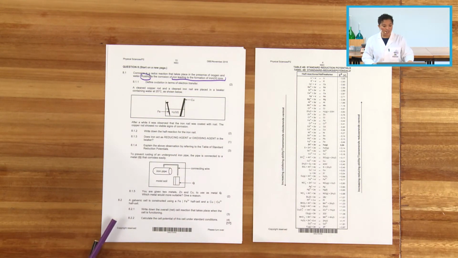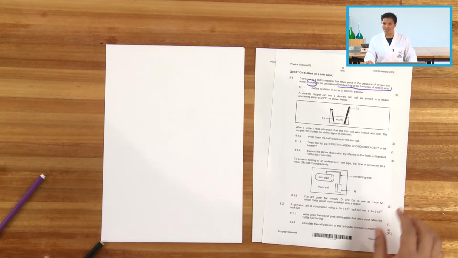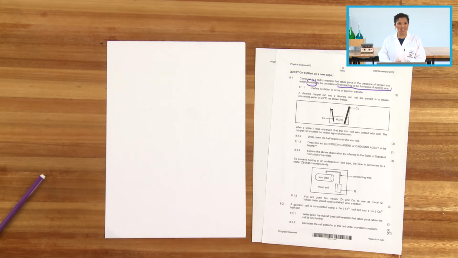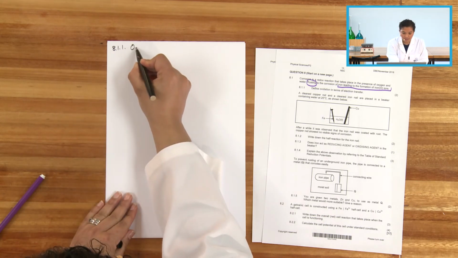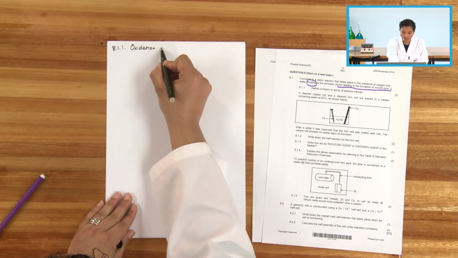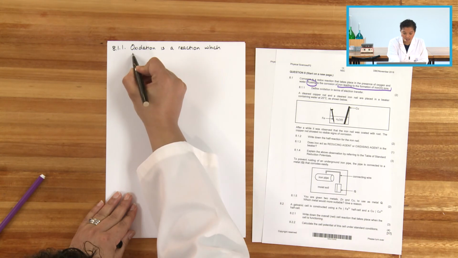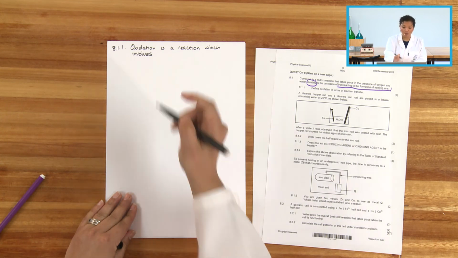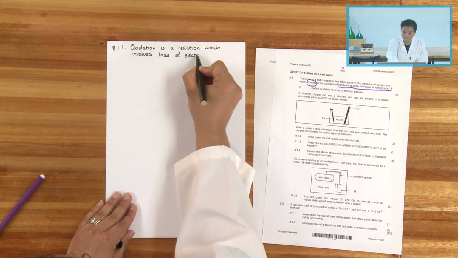The first question is 8.1.1. Define oxidation in terms of electron transfer. Grade 12, this is so simple. This is what we covered when we looked at redox reactions and those definitions. 8.1.1. Oxidation is a reaction which involves, now we know that it involves electron transfer, but it involves a loss of electrons. Those are 2 marks, very, very easy.